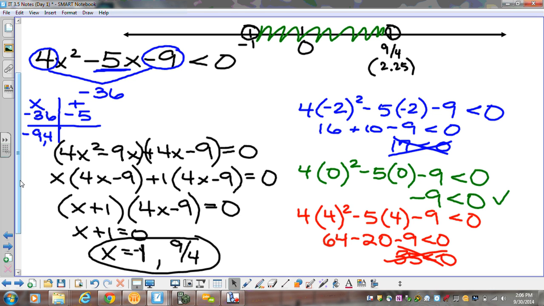So my final answer, guys, is going to be writing this in set notation. What's my farthest left x value? Negative 1. Bracket or parenthesis? Parentheses. So, from negative 1 up to 9/4. So that is your final answer.